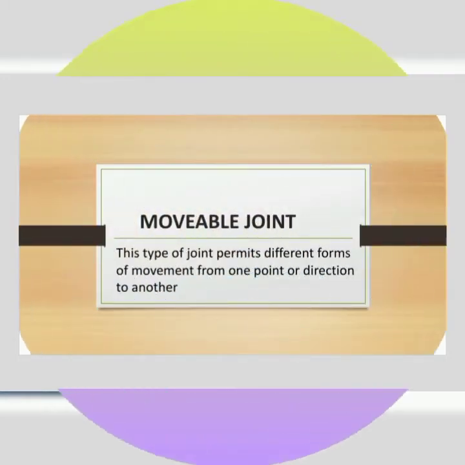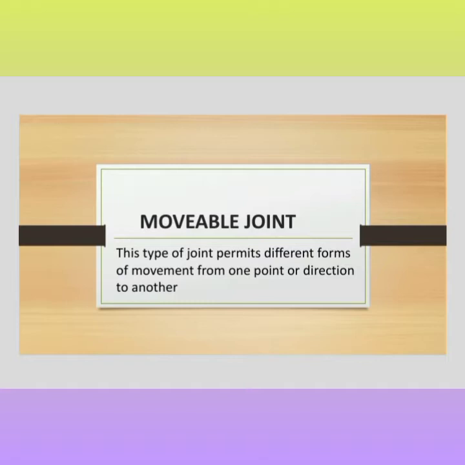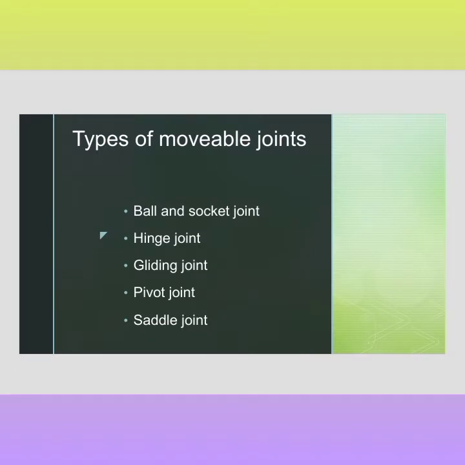Now, movable joints are joints that permit different forms of movement from one direction to another. There are five main types of movable joints. These are the ball and socket joint, the hinge joint, the gliding joint, the pivot joint, and the saddle joint. We will take each of these one after the other.